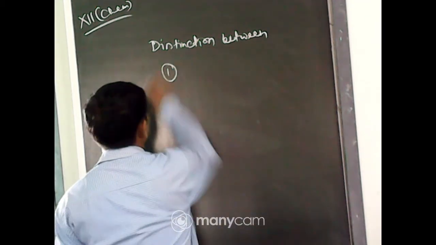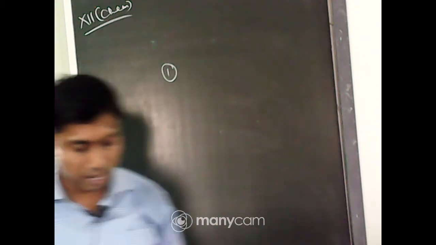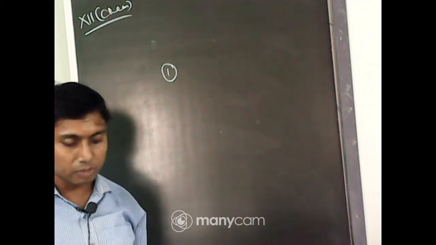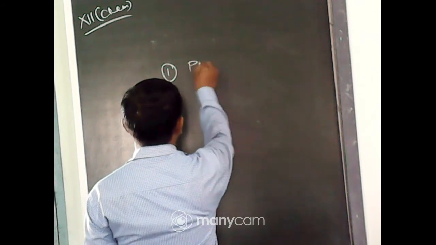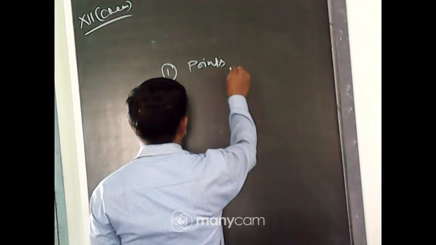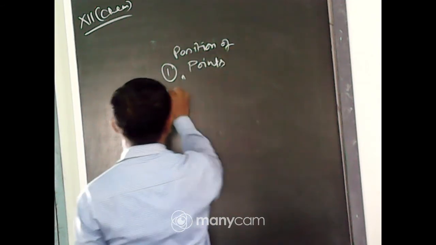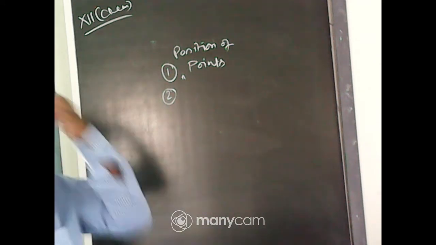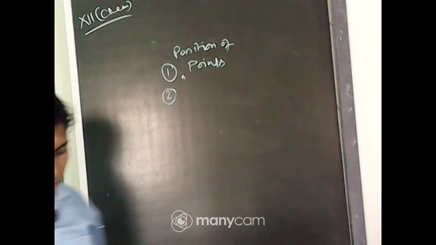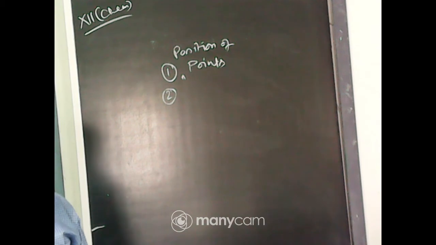So, number 1, distinction between crystalline and amorphous. Number 1 is that the crystalline solid has a definite and regular arrangement of the position of points. So, the crystalline solids have a definite and regular arrangement, whereas the amorphous solids do not have any regular arrangement. Okay.